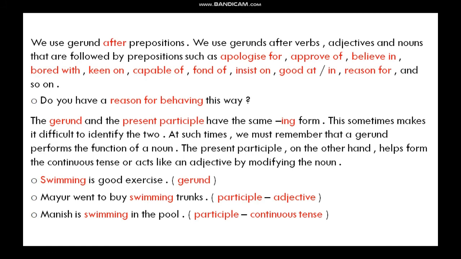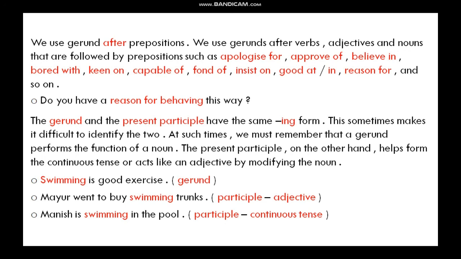We use gerunds after prepositions. We use gerunds after verbs, adjectives, and nouns that are followed by prepositions such as apologize for, approve of, believe in, bored with, keen on, capable of, fond of, insist on, good at or good in, reason for, and so on. For example, do you have a reason for behaving this way? In this sentence, non-finite verb gerund, and that is behaving, came after the preposition word for. So it is a gerund non-finite verb.